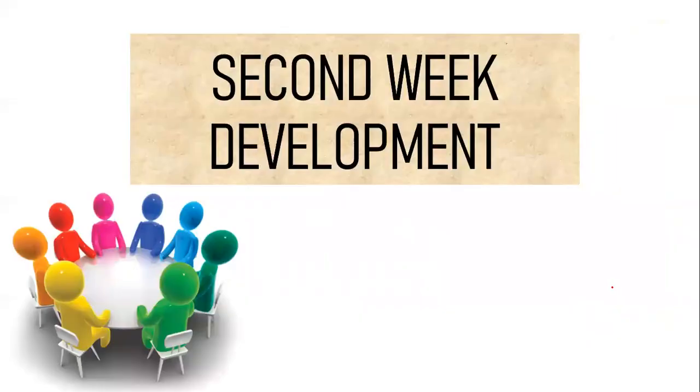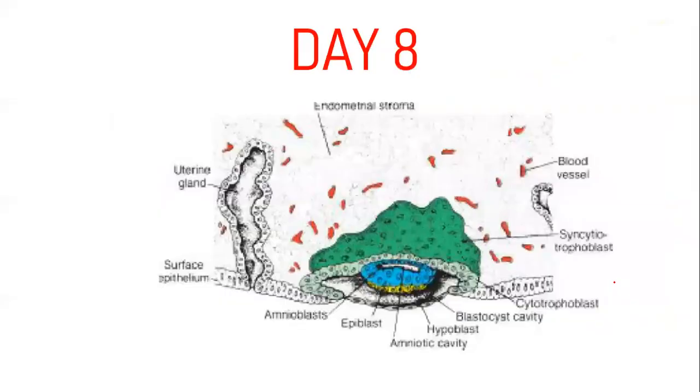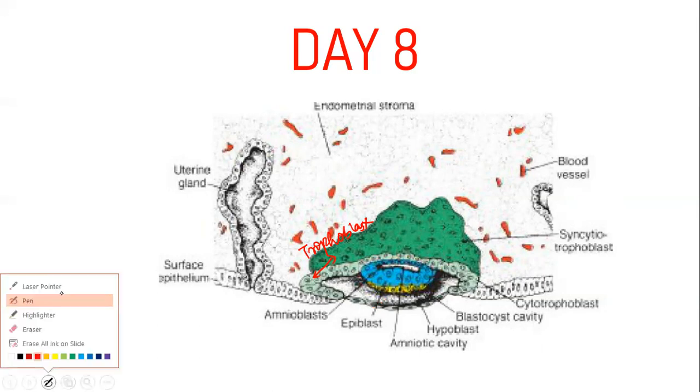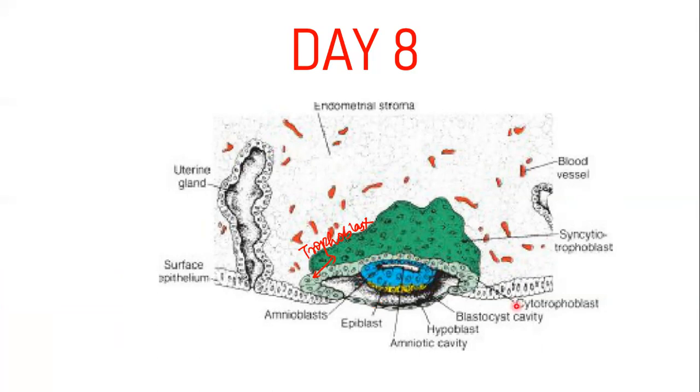So what happens after this feeble implantation on day 8? Can you make out from this picture? These two layers, this green color is the trophoblast, and this blue and yellow one is your inner cell mass. On day 8, there is some change happening in the trophoblastic cells and the inner cell mass, or the embryoblastic cells. What happens in the trophoblastic cells? Can you make out two parts? This light green one is called the cytotrophoblast, and this irregular dark green portion is called the syncytiotrophoblast.